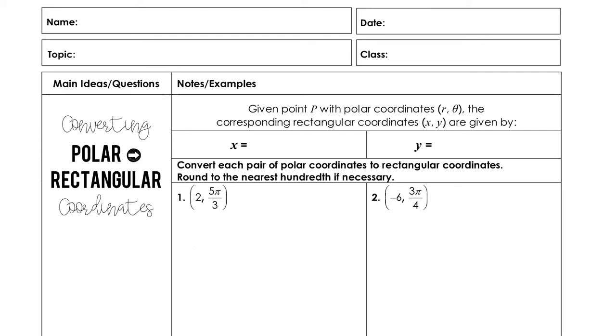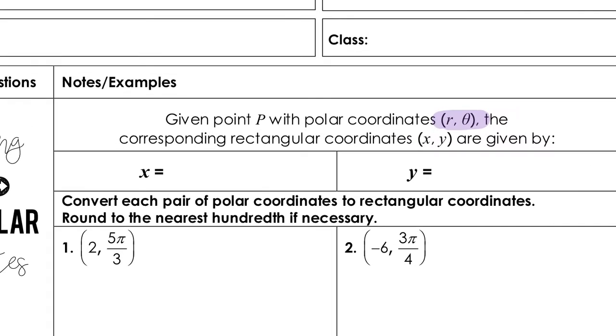Hey guys, today we're going to talk about how to take a polar coordinate and convert it into the normal rectangular XY coordinates that we're used to. It's actually pretty simple. We know that polar coordinates are given by this right here, r comma theta. So we're going to use those two values to convert it to XY.